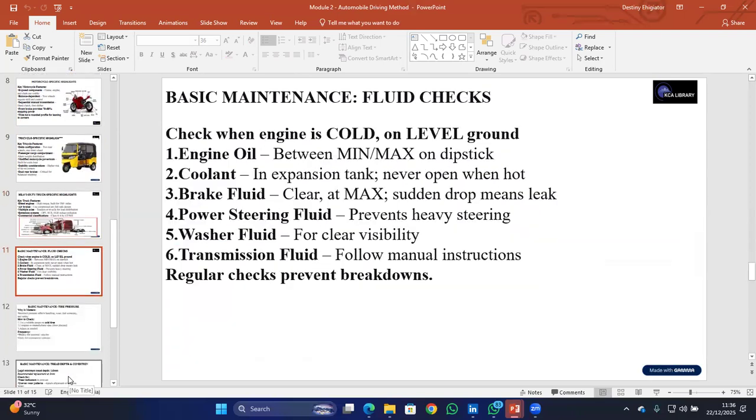Then you have basic maintenance, that is fluid checks. Check when the engine is cooled, on level ground. Check engine oil, the coolant, the brake fluids, power steering fluids, the washer fluids for clear visibility, and the transmission fluids, and regularly check to prevent breakdowns.